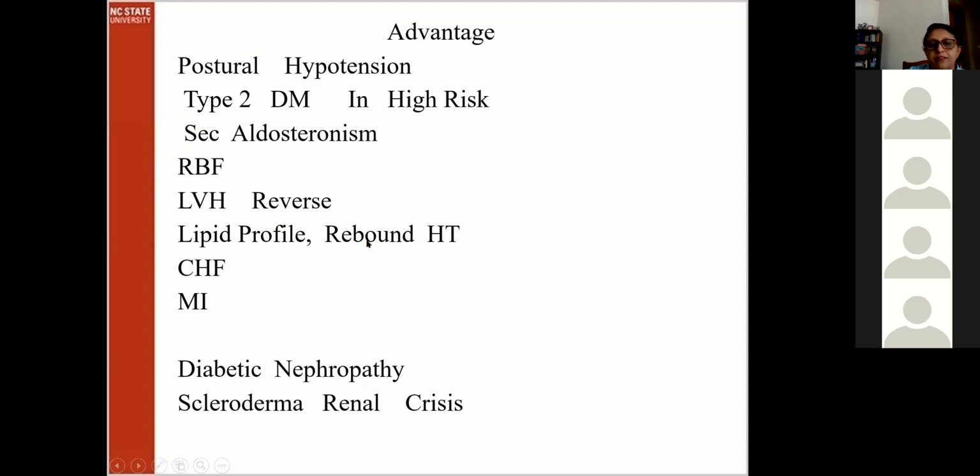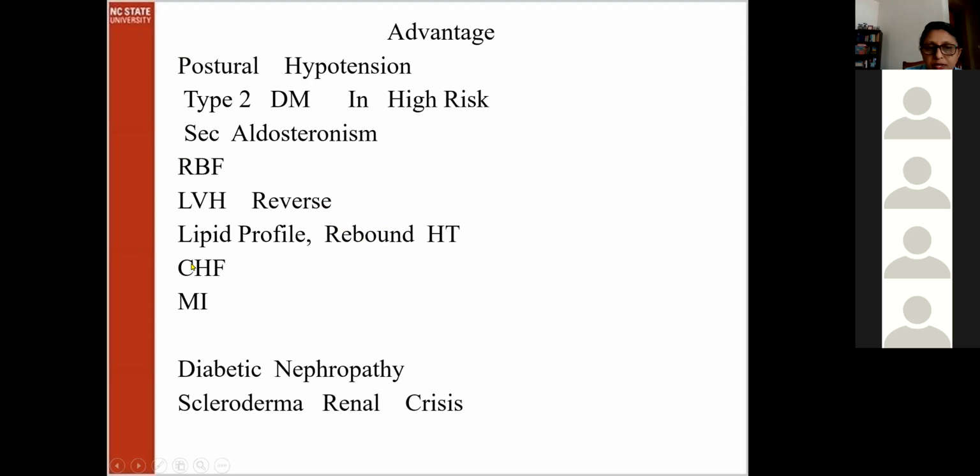Then it doesn't have any effect on lipid profile or cause any rebound hypertension. When you studied beta blockers, you would have already studied what rebound hypertension is. That is, once the patient is on a beta blocker, if you suddenly stop the drug, the patient will develop high hypertension. So that is called rebound hypertension.